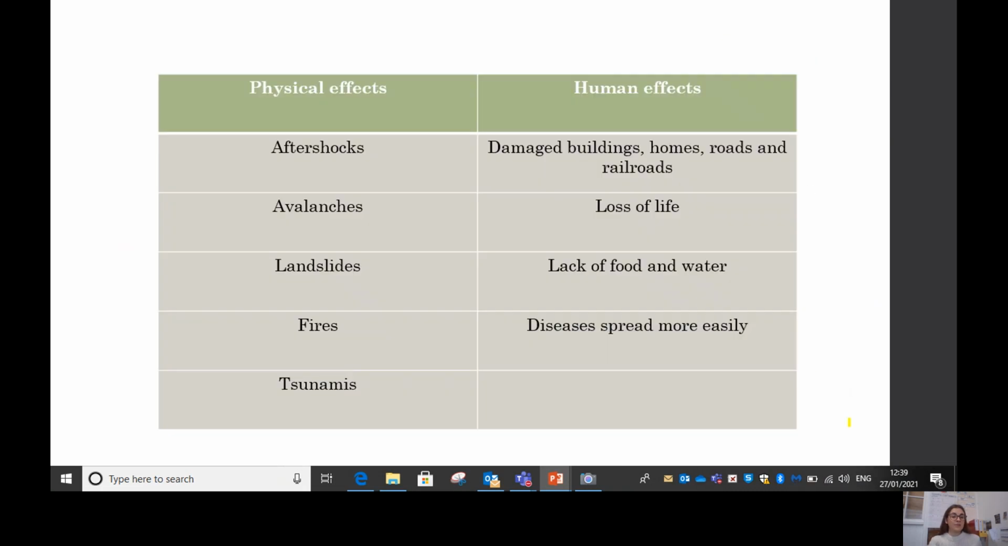Well done. So you could have had any of the following. Just to recap, the physical effects we've looked at are aftershocks, avalanches, landslides, fires and tsunamis. And the human effects we've looked at are damaged buildings, homes, roads and railroads, loss of life, lack of food and water, and that disease is spread more easily. So if you had any of these, well done.